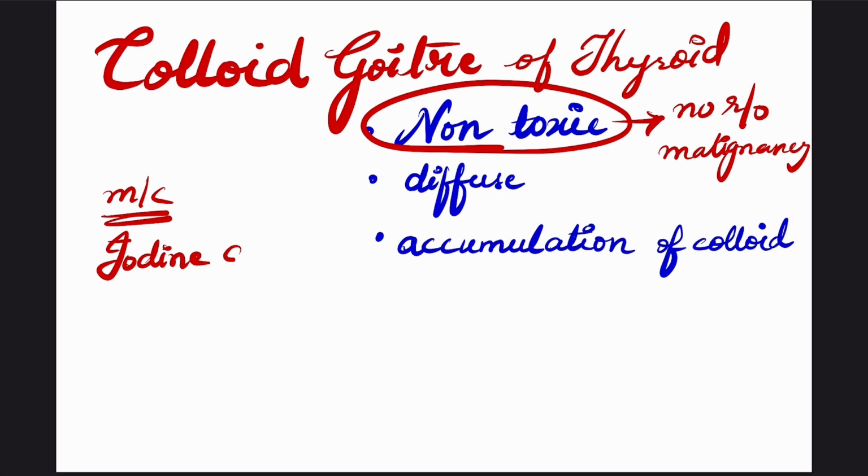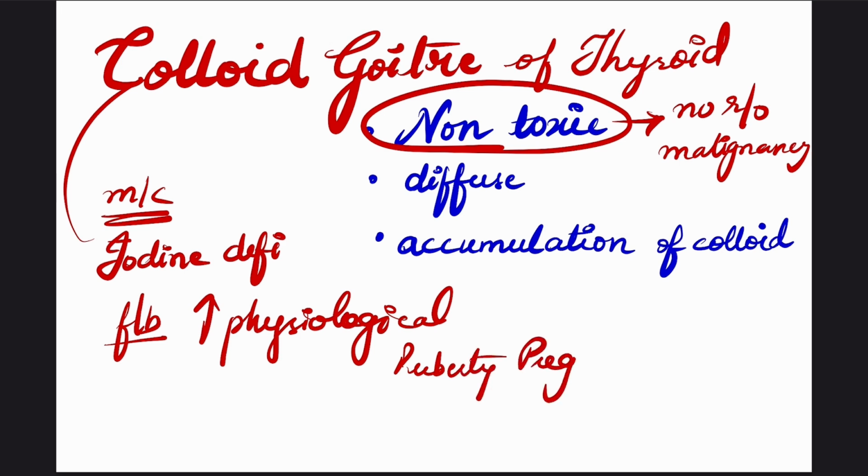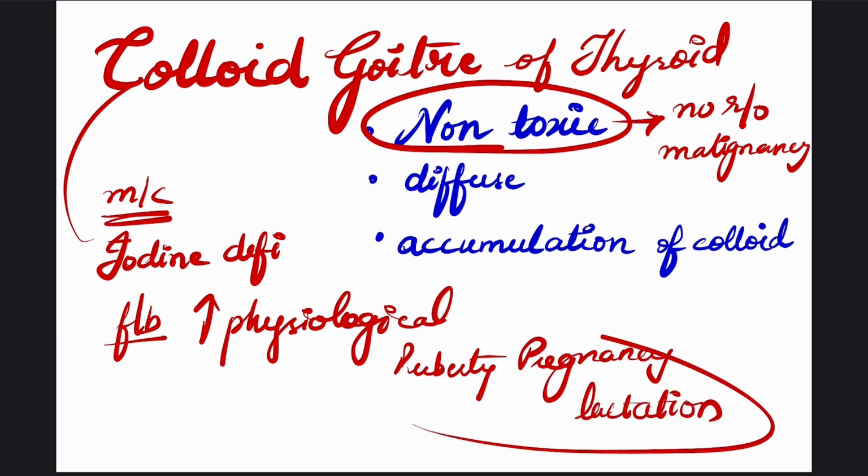Iodine deficiency is the most common cause of colloid goiter, followed by increased physiological demands, as in puberty, pregnancy, and lactation. So these situations pose increased demands for iodine, leading to iodine deficiency situations and ultimately causing this colloid goiter.